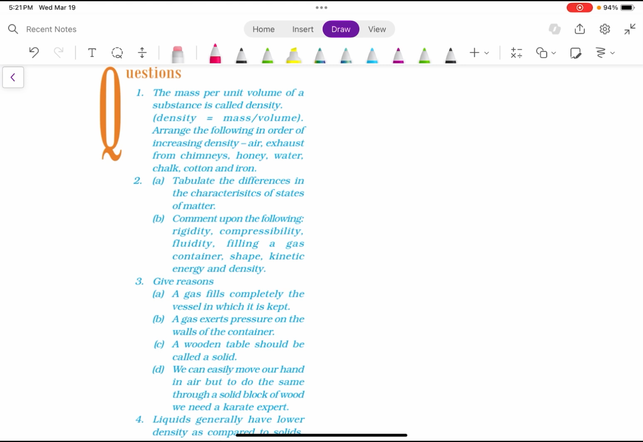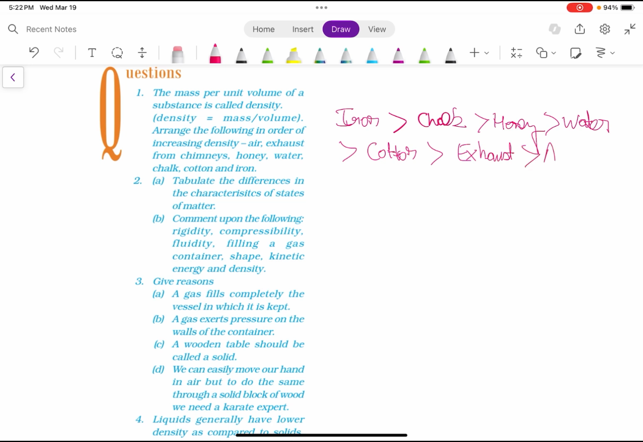Moving on to the next set of questions, the mass per unit volume of a substance is called density. Density equals mass upon volume. Arrange the following in order of increasing density: air, exhaust from chimneys, honey, water, chalk, cotton, and iron. Iron is greater than chalk, is greater than honey, is greater than water, then cotton, then exhaust, and then air.